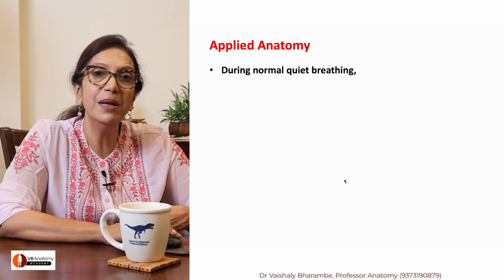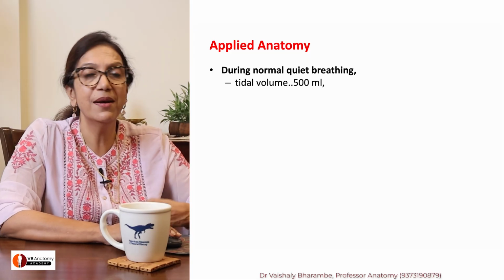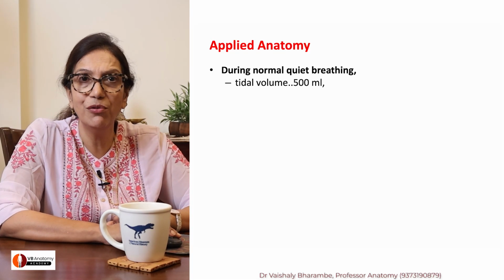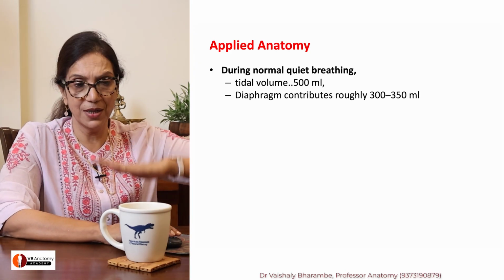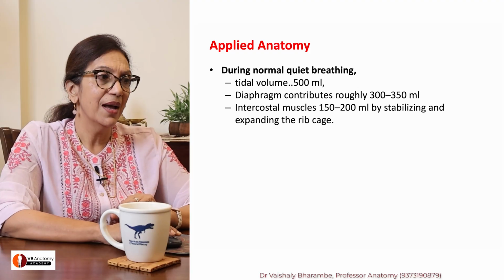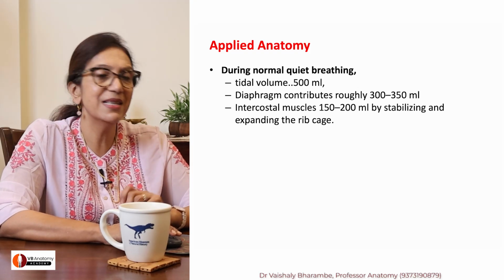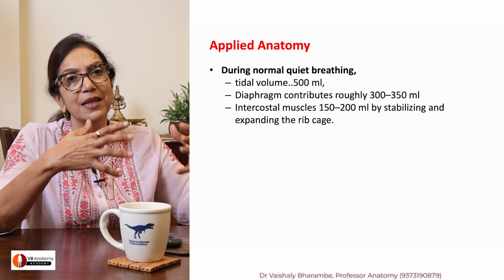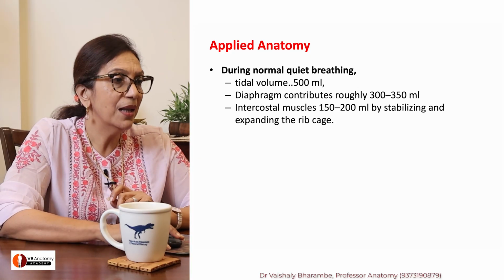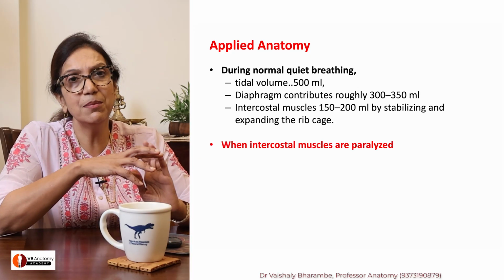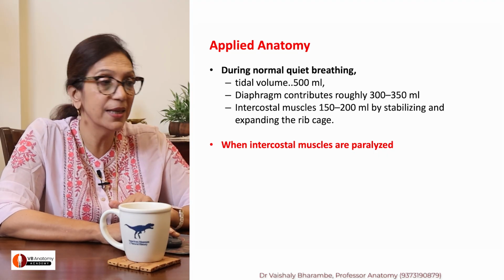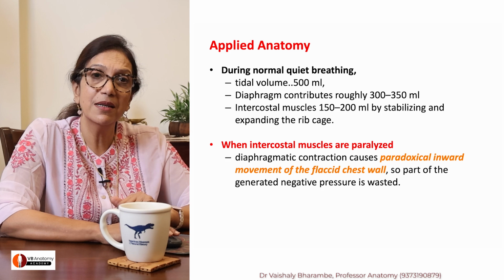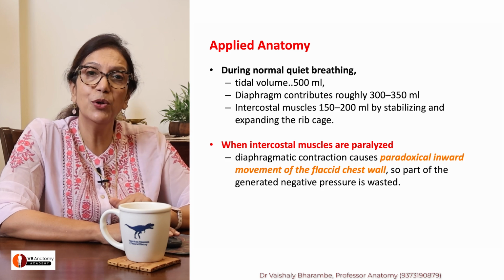During normal quiet breathing, you are breathing in about 500 ml of air, out of which 300 to 350 is because the diaphragm descends down, and 150 is by stabilizing and expanding the rib cage. Now what happens when the intercostal muscles are paralyzed? Diaphragm is still there. You should be happy breathing. Diaphragm does help you to breathe.